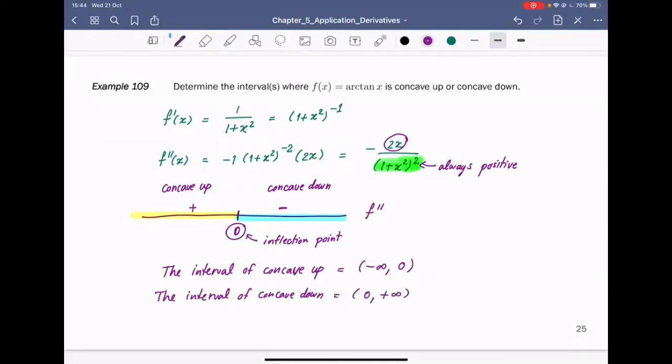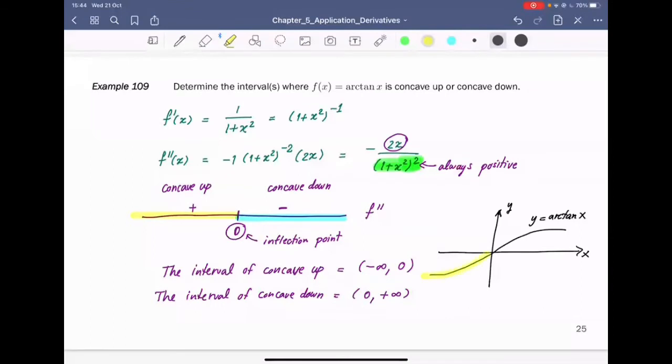Well, and if you just look at the graph of arctan x, it does match with the property of the concavity, because the graph of arctan x is like that. Sure. This is y equals arctan x. So you can see at the point below 0, x less than 0, it is concave up. And then it switches to concave down after 0.